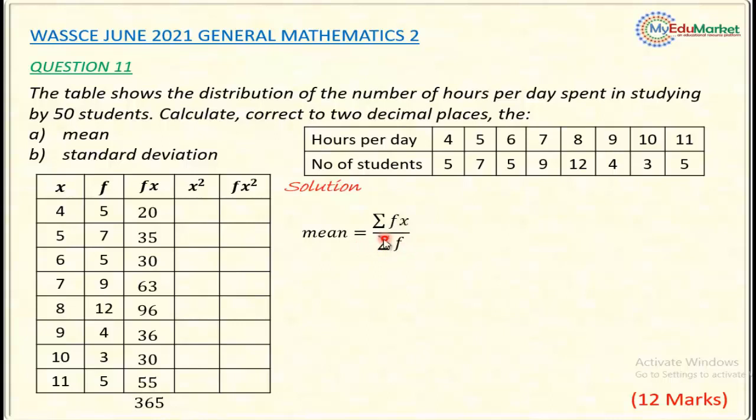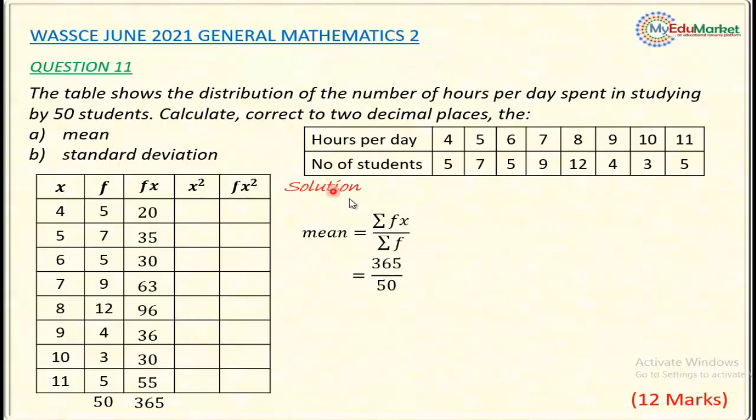Now also sum these frequencies. Though it's given in the question, it says 50 students, so I'm expecting to add this to get 50. So that summation is also 50. 5 plus 7 plus 5 plus 9 will give the answer 50. So this is summation f. So I can now substitute in this formula to calculate the mean so that I can answer question number A.